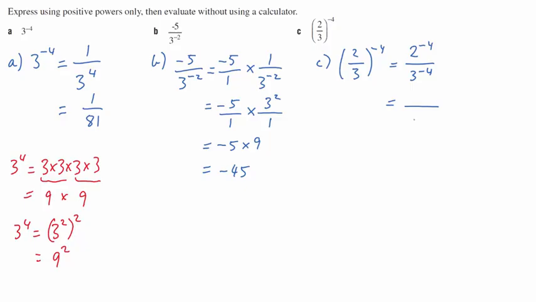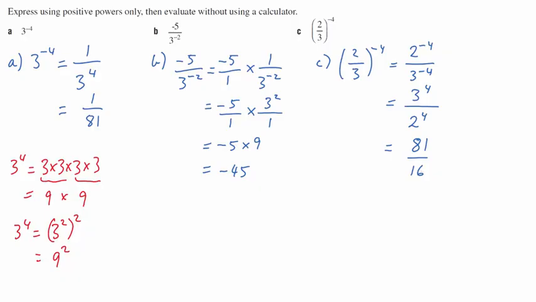So 2 to the negative 4 becomes 2 to the 4 on the bottom. And 3 to the negative 4 becomes 3 to the 4 on top. And 3 to the 4, we actually worked it out already. That's 81. And 2 to the 4, 2 times 2 times 2 times 2 is 16. So we're left with 81 on 16.